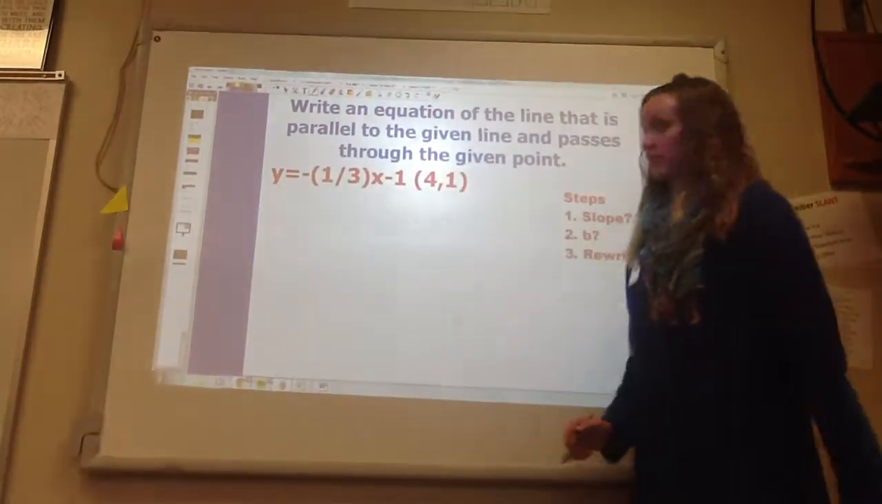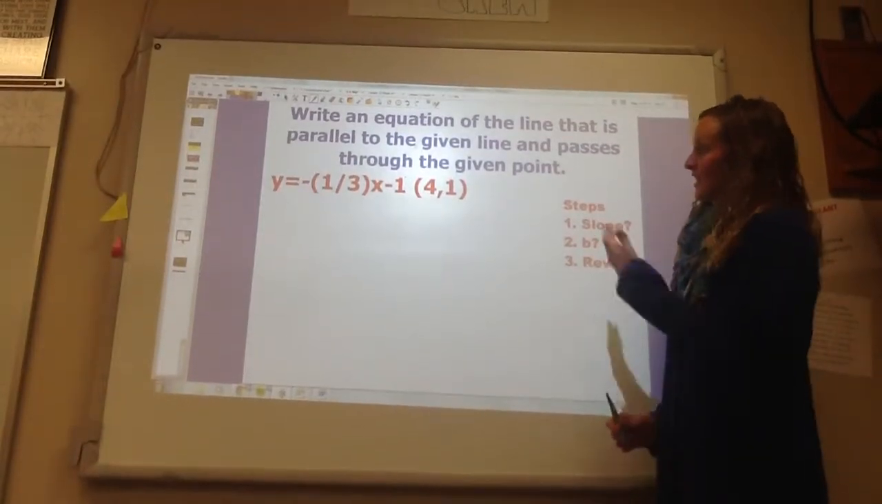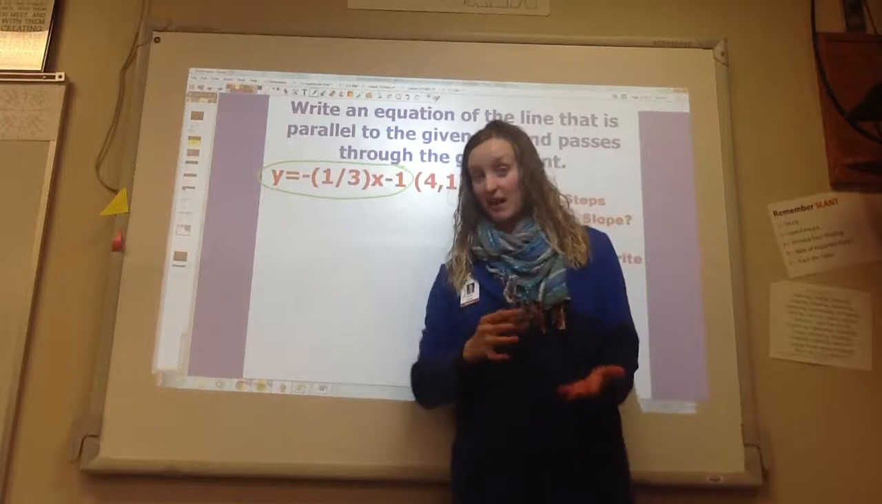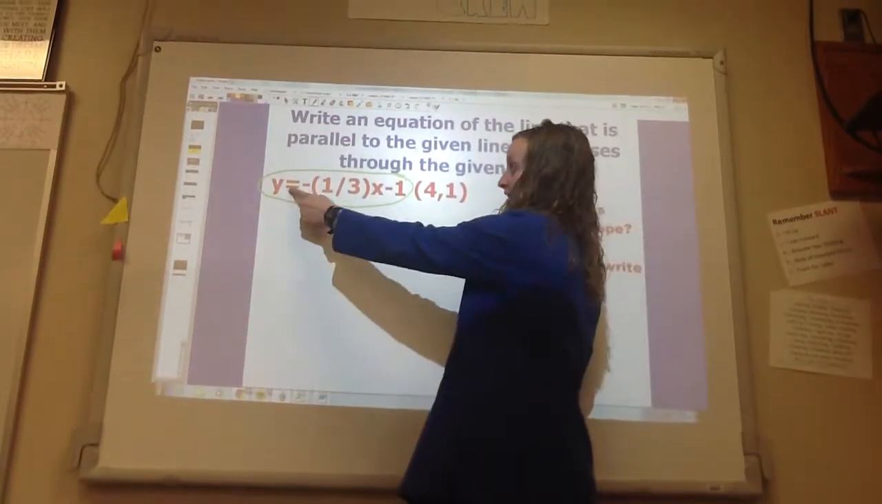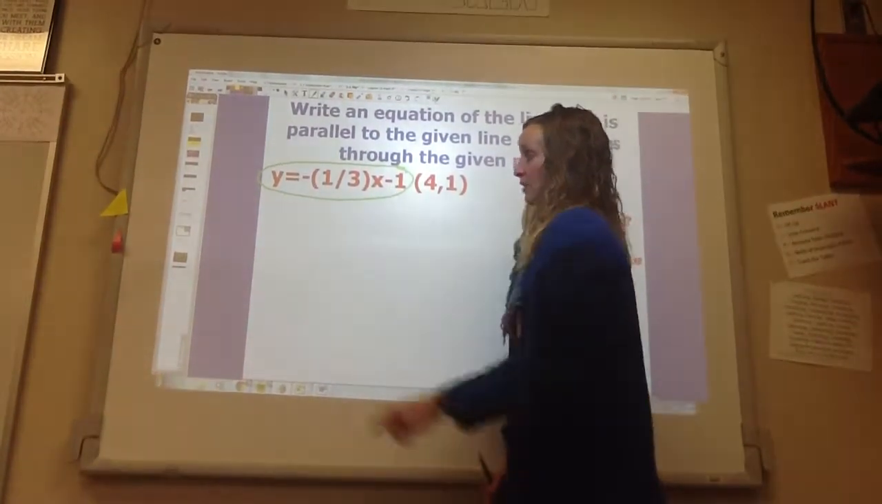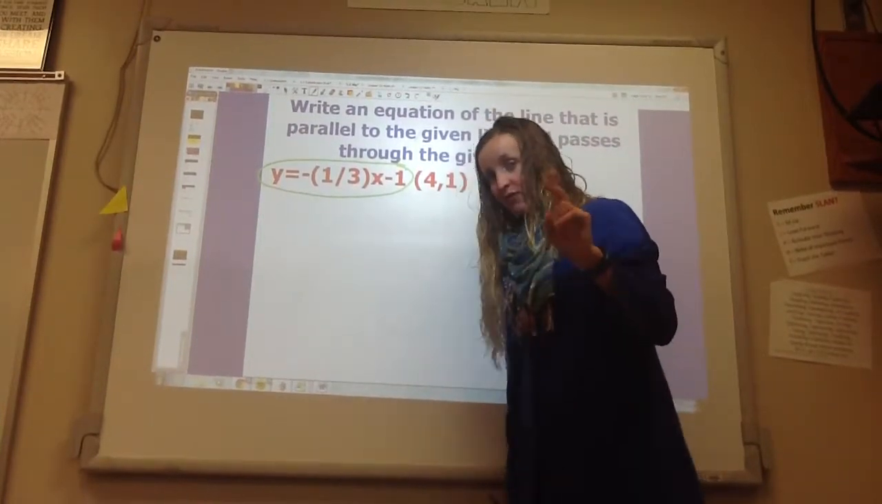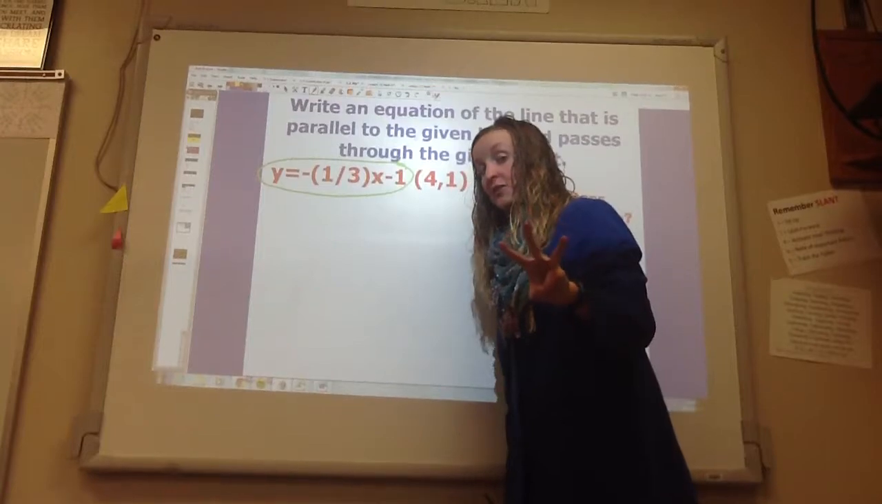Then if we keep going, we're going to write this equation, and I challenge you to pause it right now. After you write down this equation, y equals -1/3 x minus 1, find your slope, find your y-intercept, rewrite your equation.